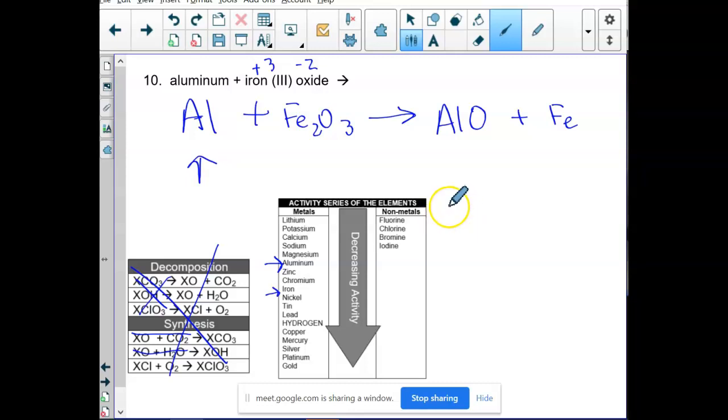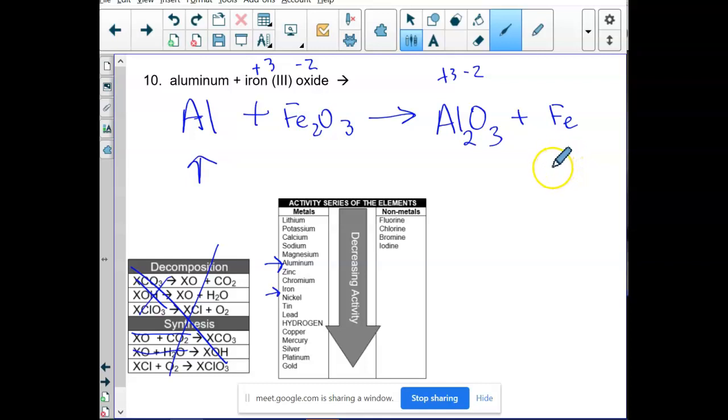Now, I can't just leave them over there. Every time on that right-hand side, you have to crisscross reduce and Brinkelhoff, or not Brinkelhoff. So this is going to be a +3 and a -2. Where do I get that? From my ion sheet. So aluminum oxide is Al2O3. That's just a crisscross reduce. And iron is by itself. It's not one of the Brinkelhoffers, so it stays as just Fe.